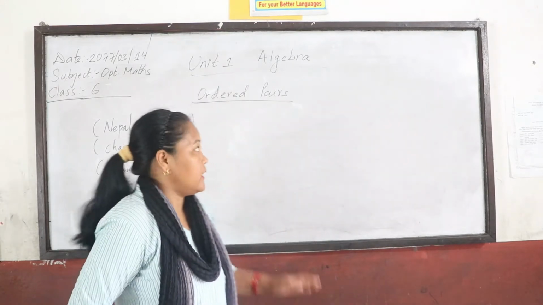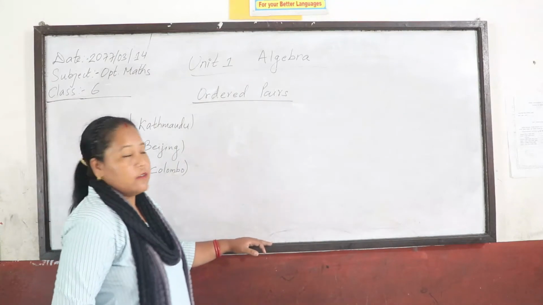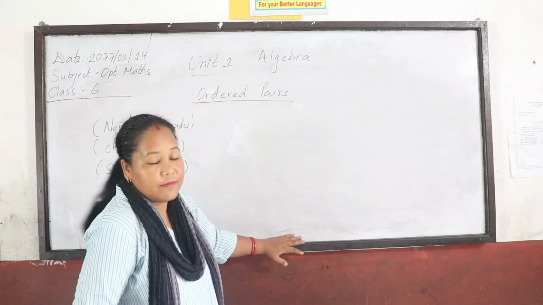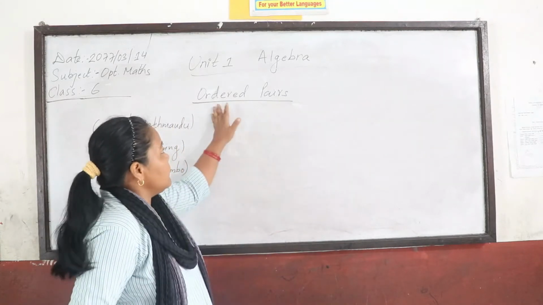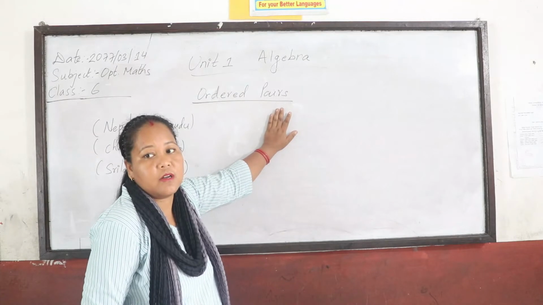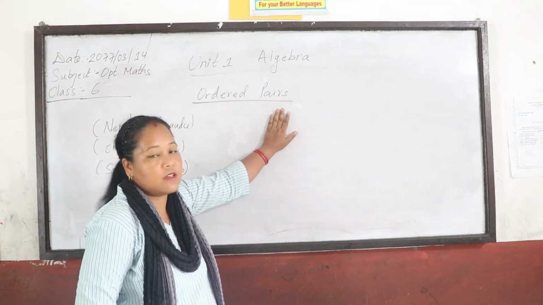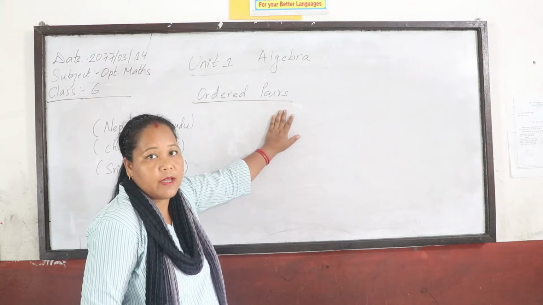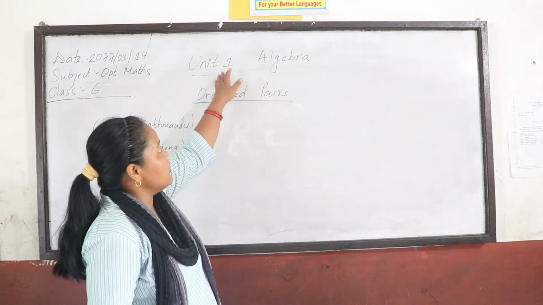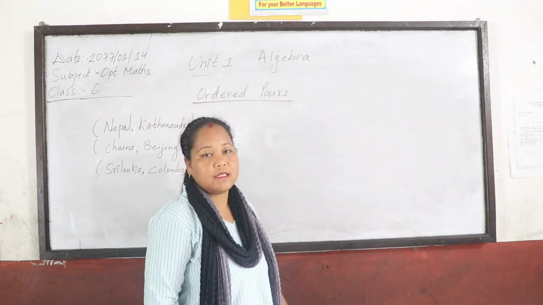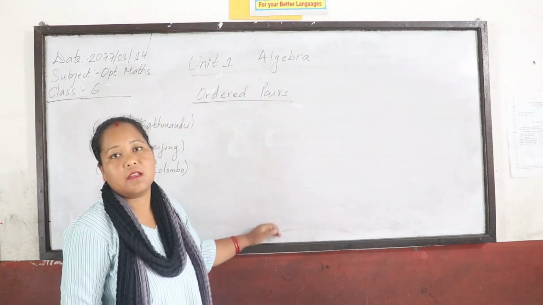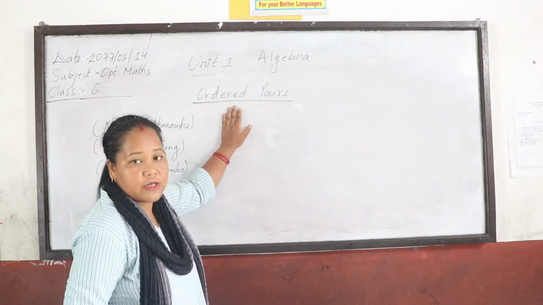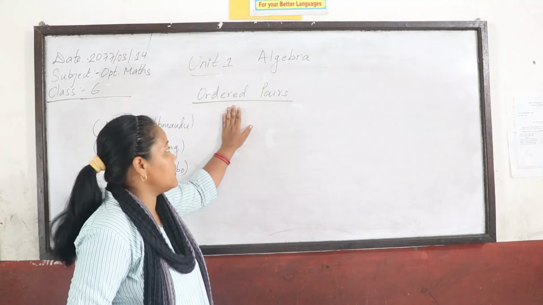And today, we are going to read Unit 1, Algebra. And here, order pair. This is for class 6 and the subject is optional math. Okay? In class 6, we have to read optional math. Yes, in unit 1, there is given algebra. Yes, we are going to read about algebra in unit 1. And now, today's topic is about order pair.